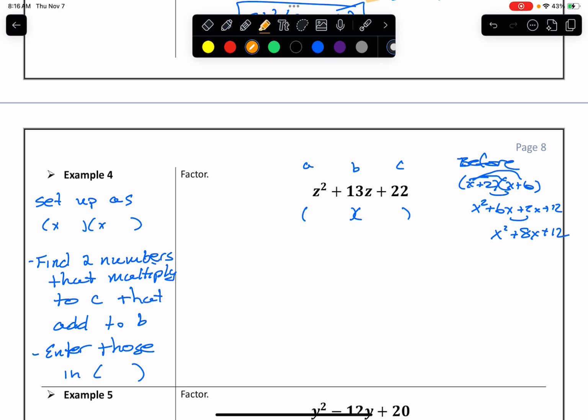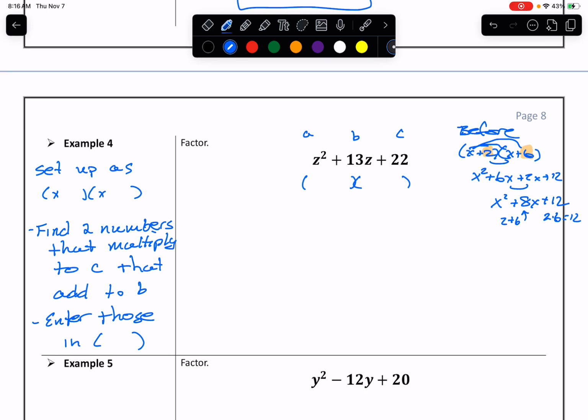Okay? So if I look at that 2 and the 6, 2 plus 6 equals 8, and 2 times 6 equals 12. So that's what we're going to look at. I'm going to find two numbers that multiply to C and add to B. So I'm going to come over here and we're going to multiply to 22 and we're going to add to 13.